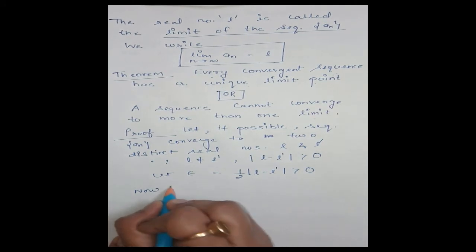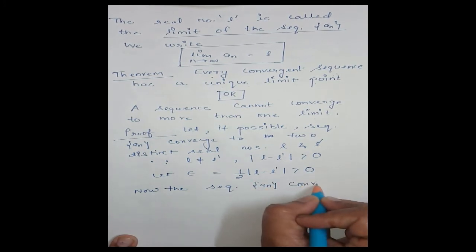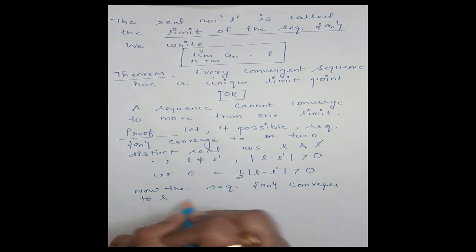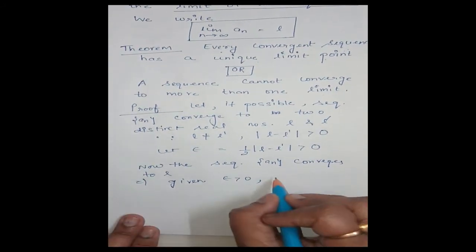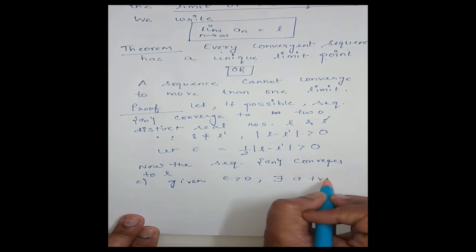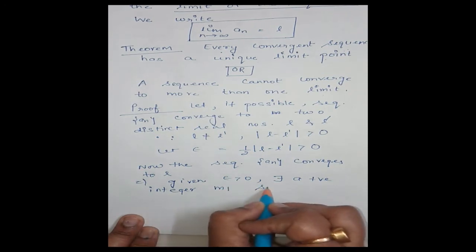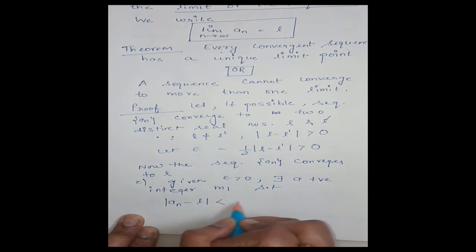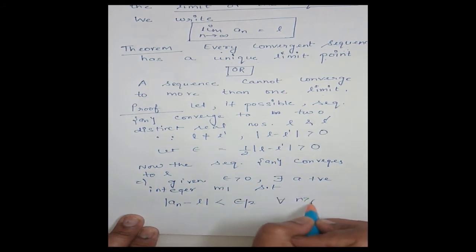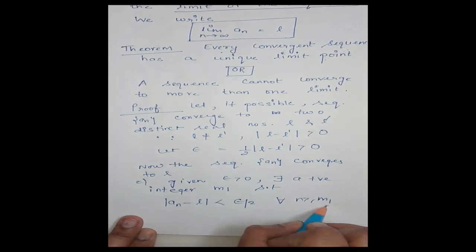Now the sequence a_n converges to L. Therefore, given epsilon positive, there exists a positive integer, say m1, such that mod a_n minus L is less than epsilon by 2 for all n greater than or equal to m1. Clear? This is by definition.